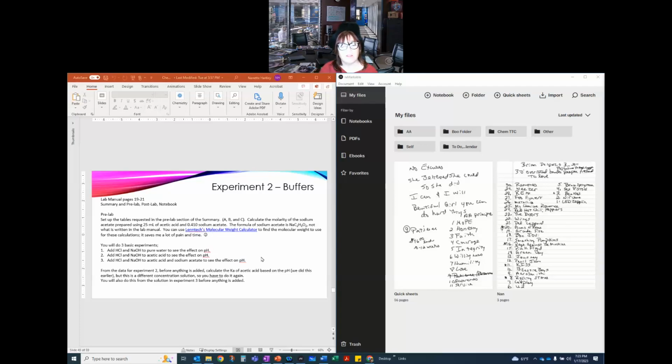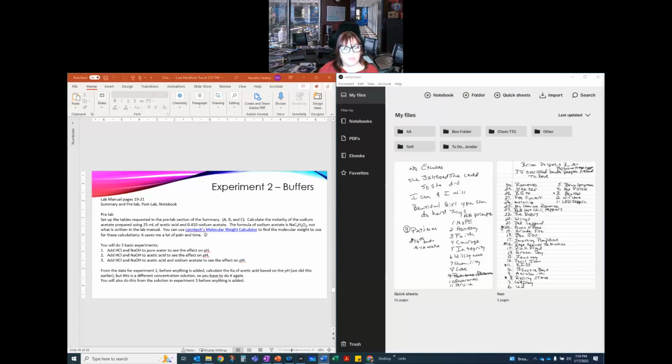This is on pages 19 through 21 in the lab manual. And you have a summary in pre-lab, post-lab in the notebook. There is also an ALEKS for this, pretty sure. I'll have to verify the ALEKS stuff in a few minutes. Bear with me. So I will verify that.